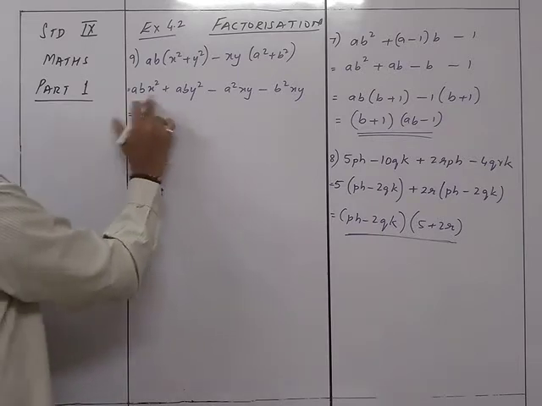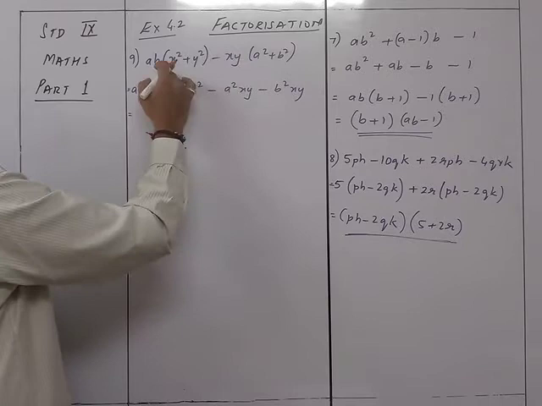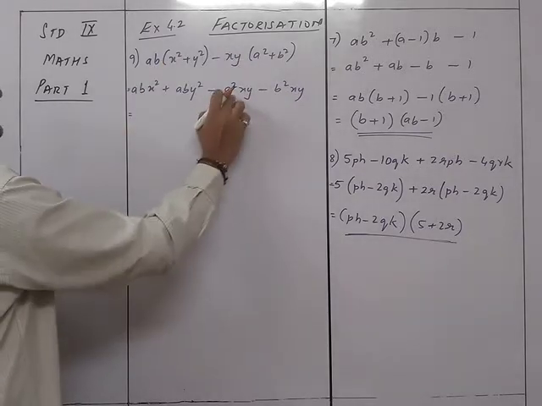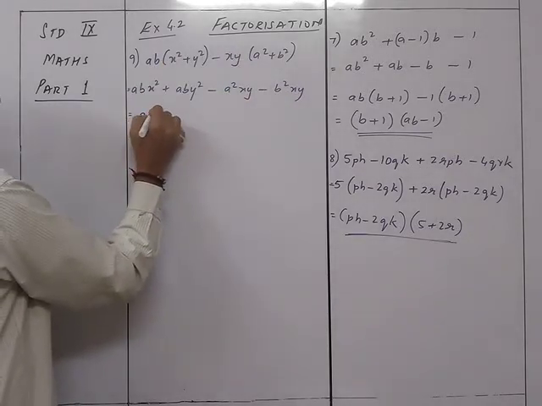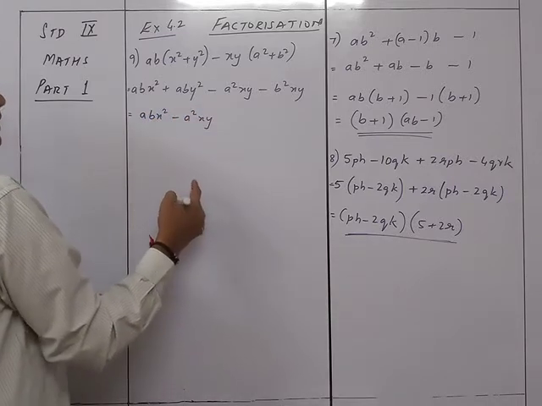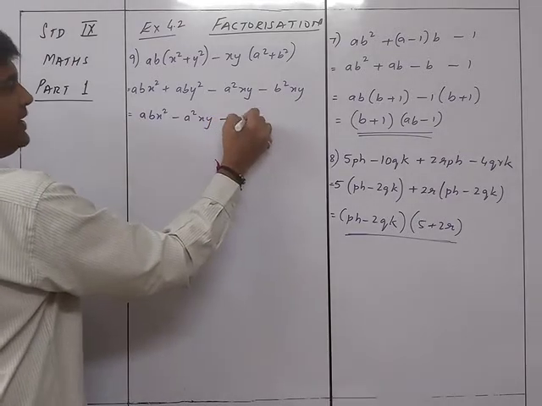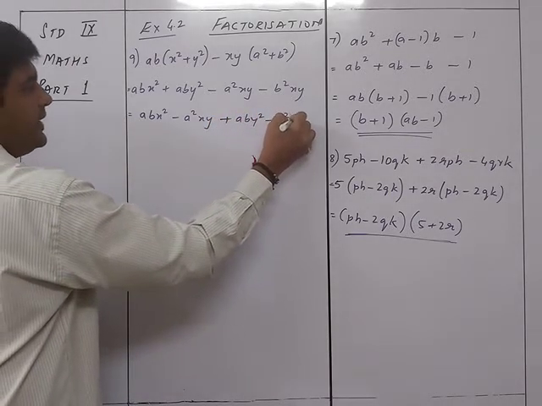So if I take the common again over here, I'll get the same thing, which is not required because the two brackets are not going to be the same. So I take this one and this one. So it will be abx square minus a square xy. Now because I want xy over here, I'll keep it this way only. So plus aby square minus b square xy.